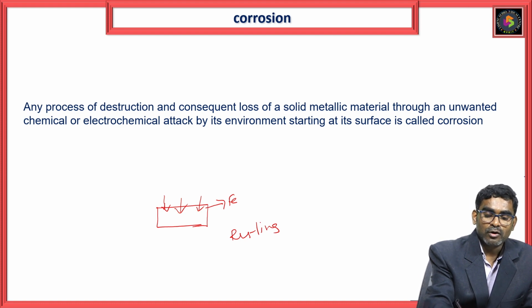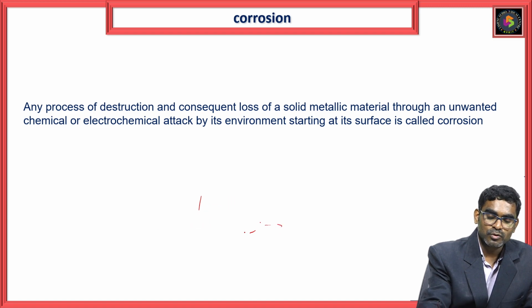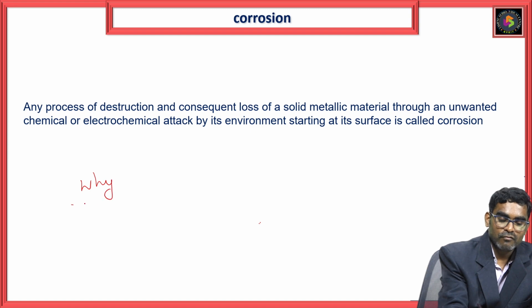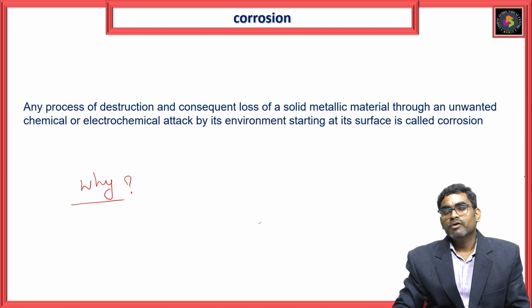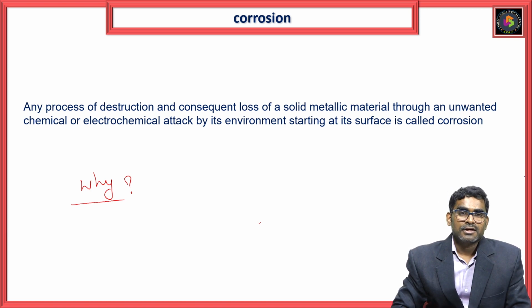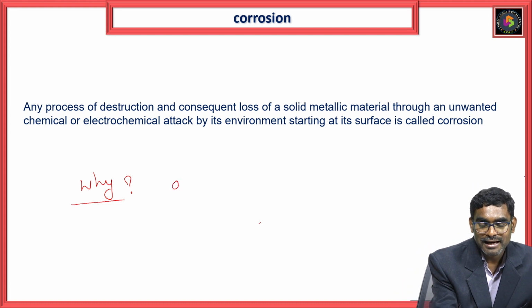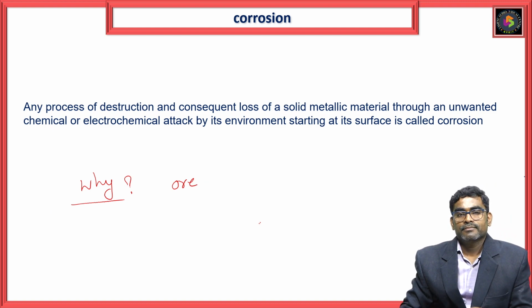Next, we may get a doubt: why do metals undergo corrosion? We all know that under the earth's crust, metals are not available directly, like an iron rod or aluminum rod. We don't get metals in pure form. All metals are available in the form of their metallic ores, say bauxite, ore of aluminum; hematite, ore of iron; pyrolusite, ore of manganese.